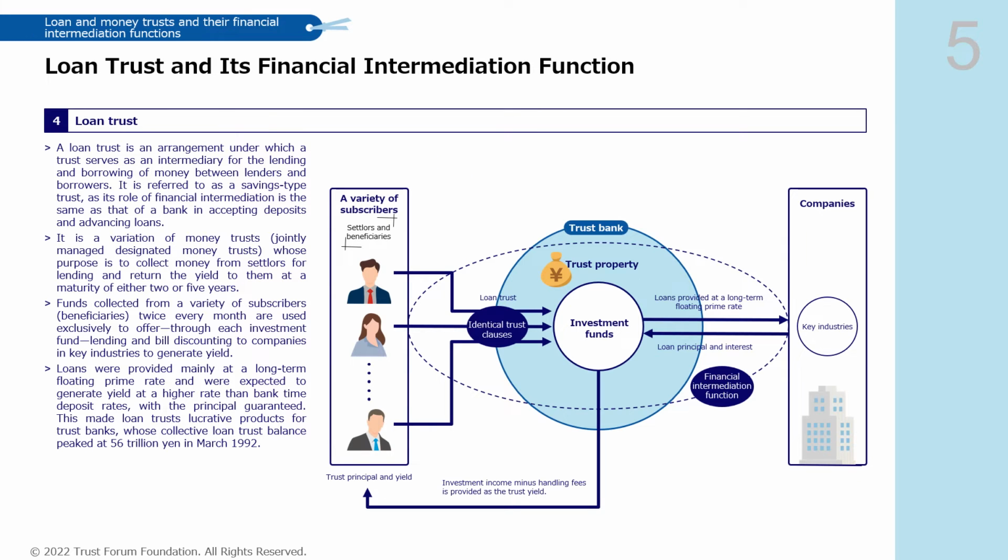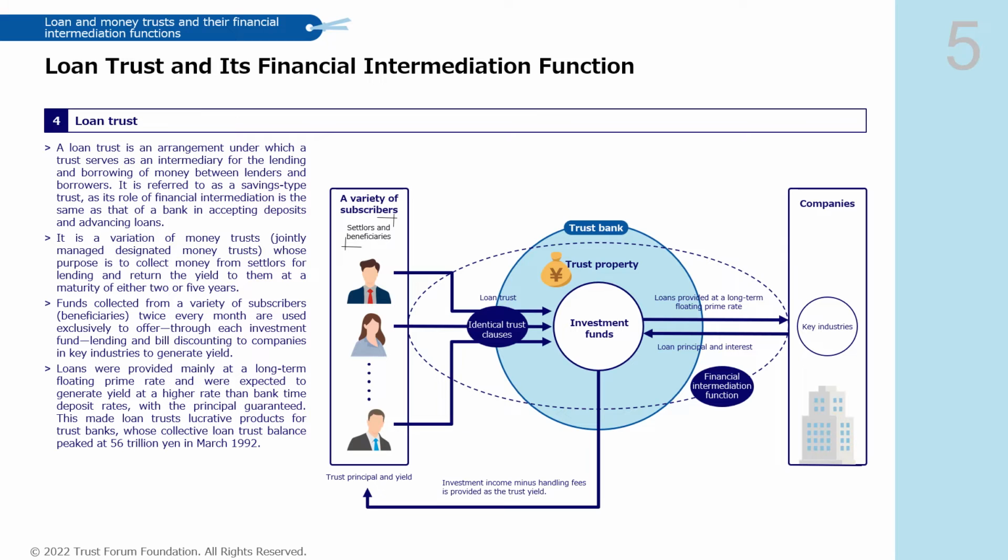Let's move on to a trust financial intermediation function, which is part of its property management function. Financial intermediation is about channeling funds between lenders and borrowers. It's one of the most important roles the banks play in stimulating the economy by circulating funds as the blood of the economy. Banks fulfill this role by collecting money from depositors and lending it to businesses.